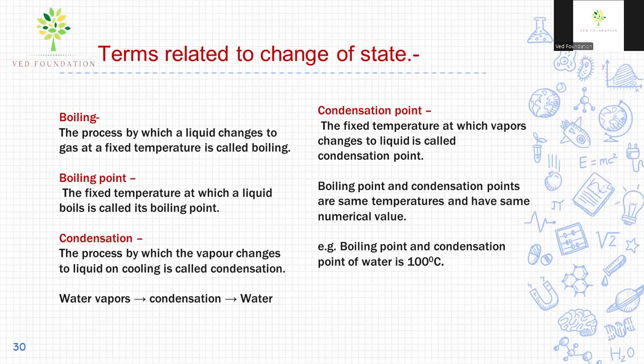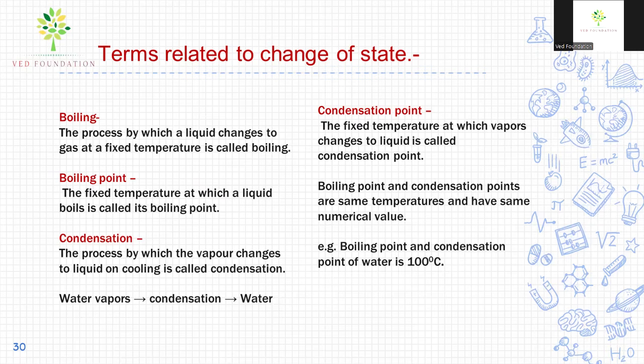Next, boiling. The process by which a liquid changes to gas at a fixed temperature is called boiling. And the fixed temperature at which a liquid boils is called boiling point. Condensation. The process by which gas or vapor changes to liquid on cooling is called condensation. For example, water vapors convert into water by the process of condensation. Condensation takes place at a fixed temperature, and the fixed temperature at which vapor changes to liquid is called condensation point.